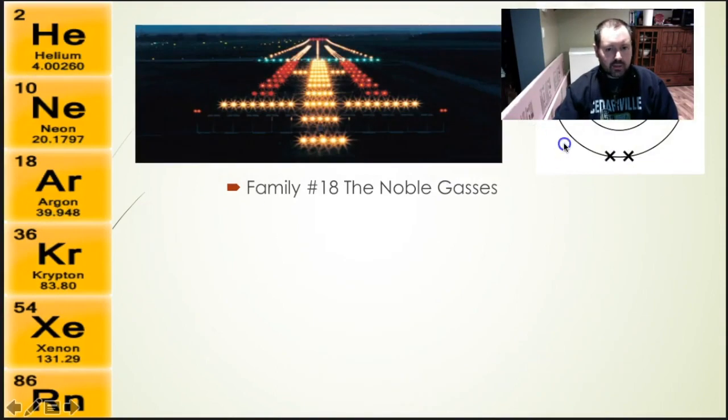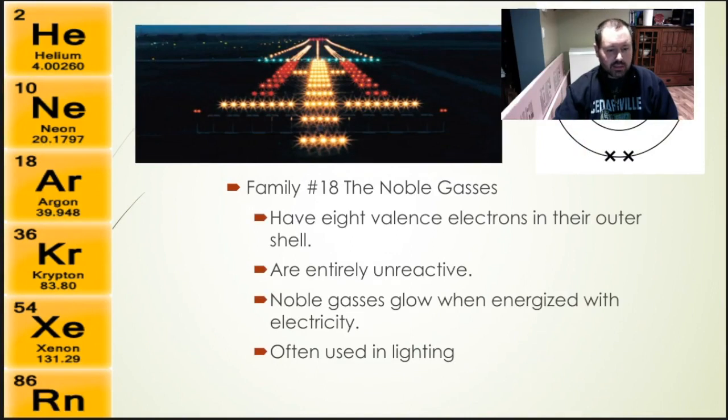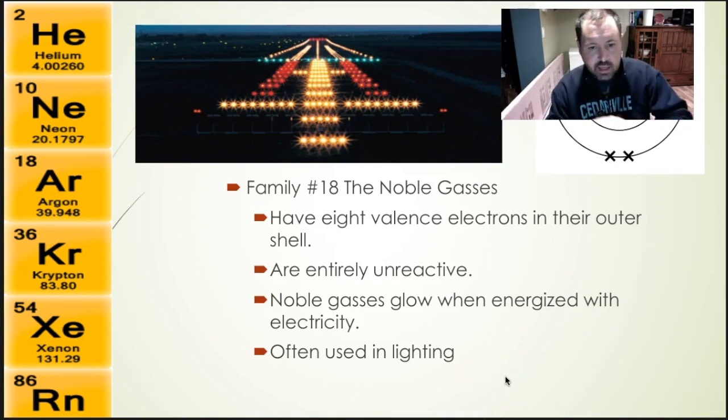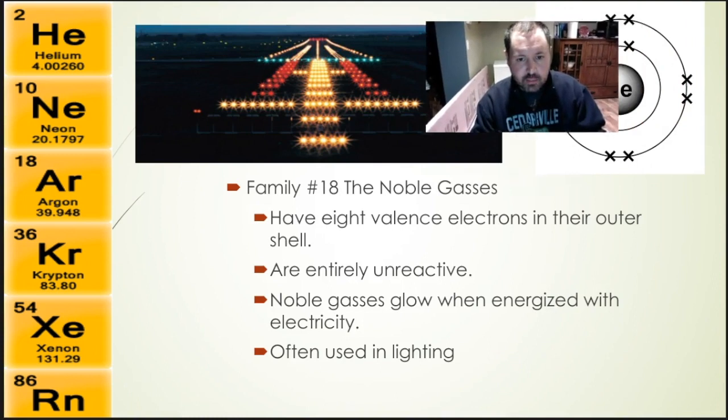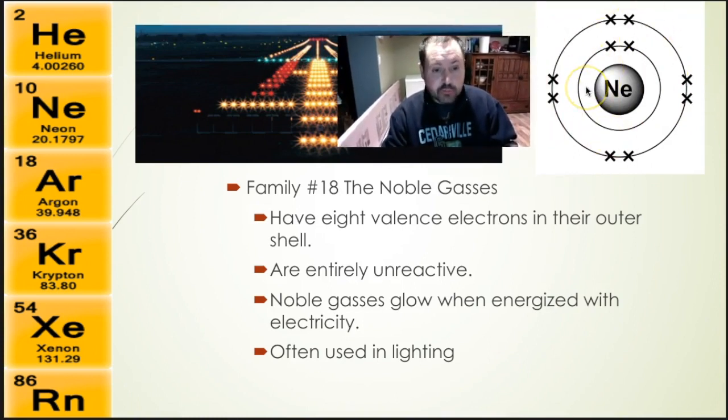And then lastly, family number 18, these are the noble gases. The noble gases have 8 valence electrons in their outer shell, and because they have 8 valence electrons, they don't want any more electrons. They are completely and entirely unreactive. They do not react with anything or any other element. So, yeah, the noble gases, they have all their valence electrons. They're all filled. So they have what's called an octet. So they do not bond with anything at all.